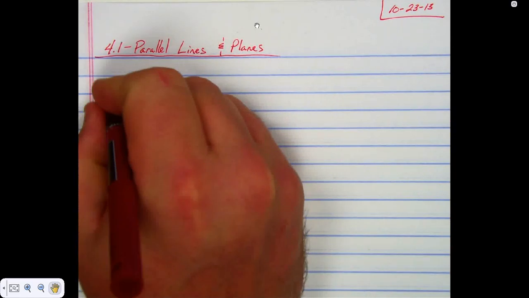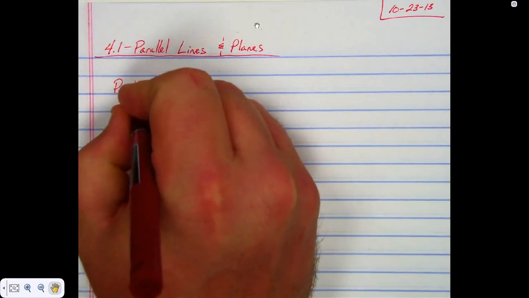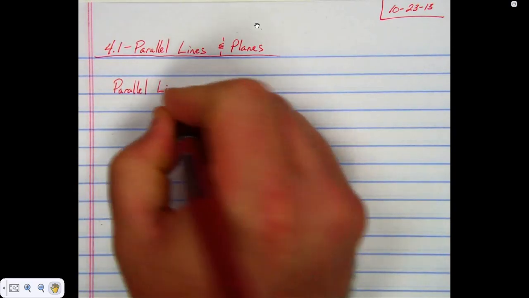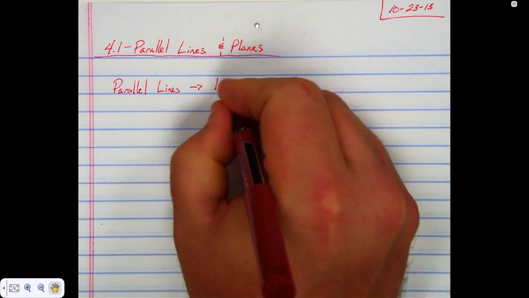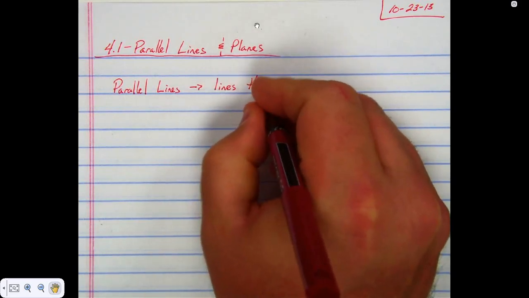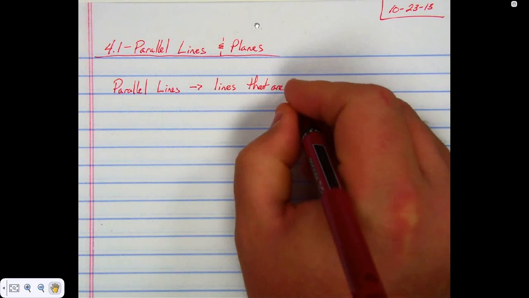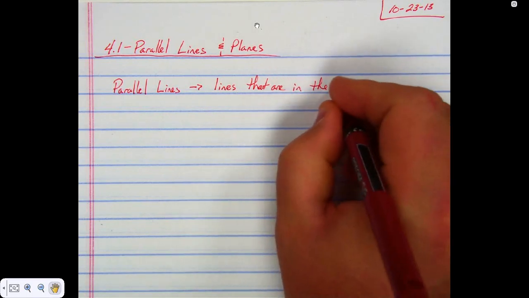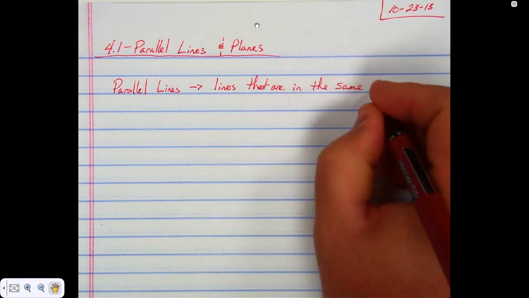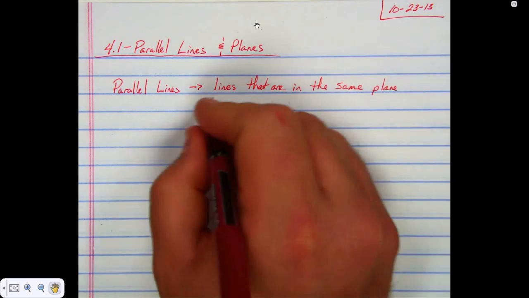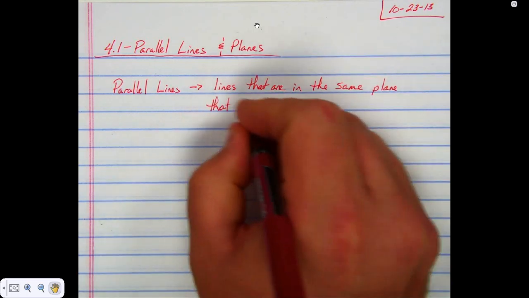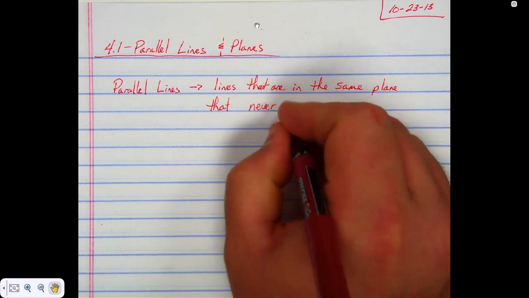Okay, parallel lines. What are those? Lines that are side by side but will never touch. We'll say lines that are in the same plane that never intersect.